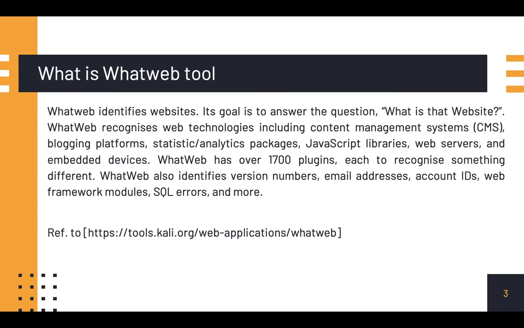It has around 1700 plugins, whose work is recognizing different technology information by injecting those plugins into the target sites. WhatWeb is also able to identify version numbers, email addresses, account IDs, web frameworks, modules, various SQL errors, and various other important information that helps to pen test websites in a better way.